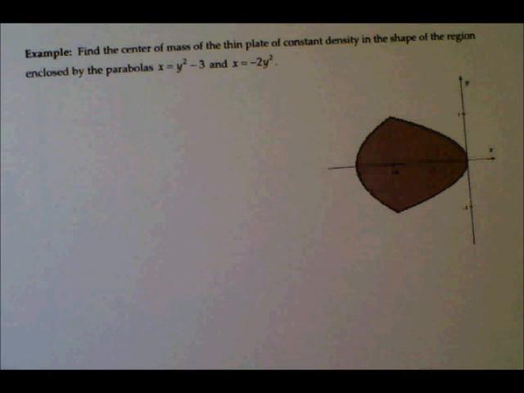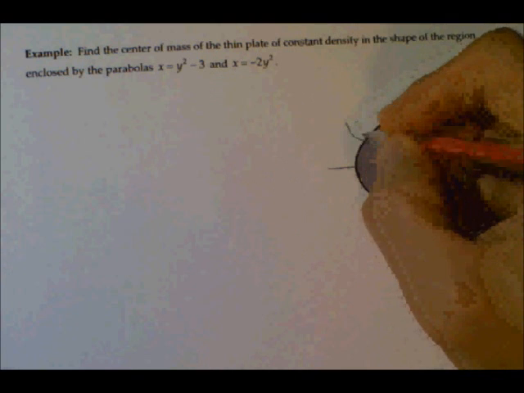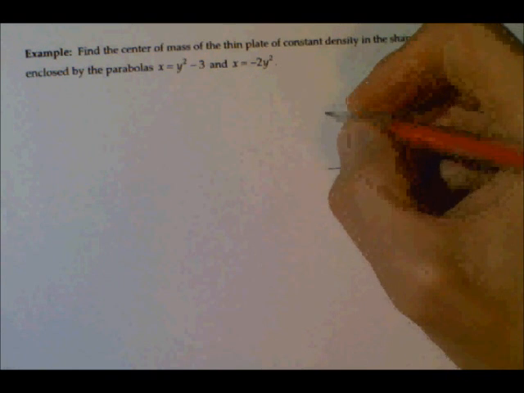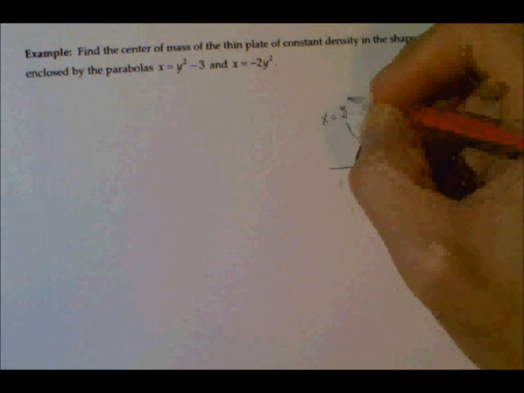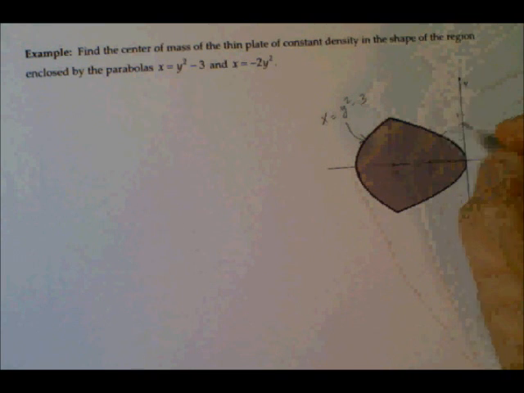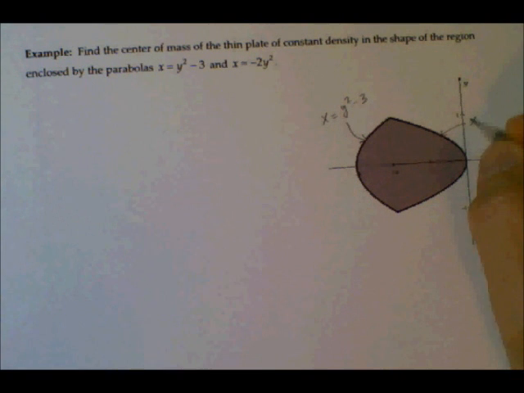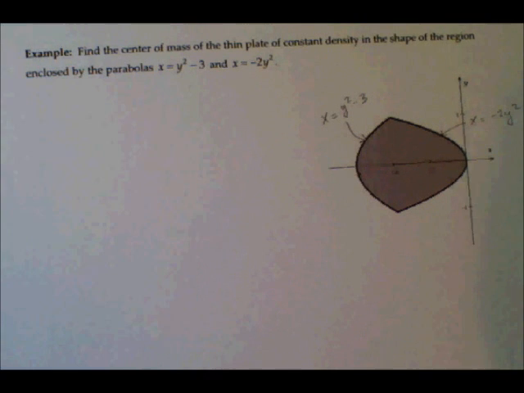How do we find the center of mass of the thin plate of constant density in the shape of the region shown in the diagram? It's bounded on the left by the parabola x equals y squared minus 3, and on the right by x equals negative 2y squared.